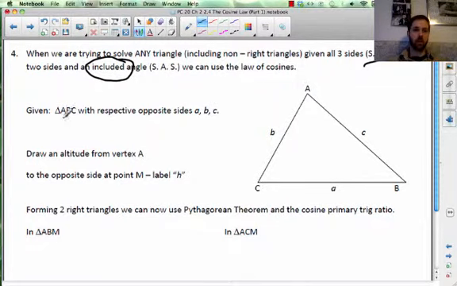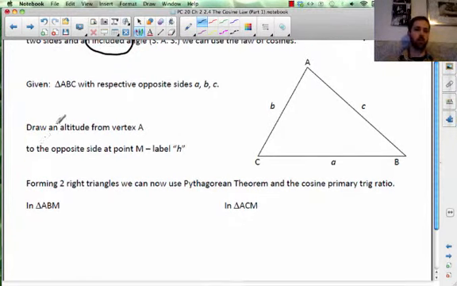So here, given triangle ABC with respect to the opposite sides a, b, c, the angle, given a capital letter, is always opposite its respective side, given the little one, the lowercase letter.